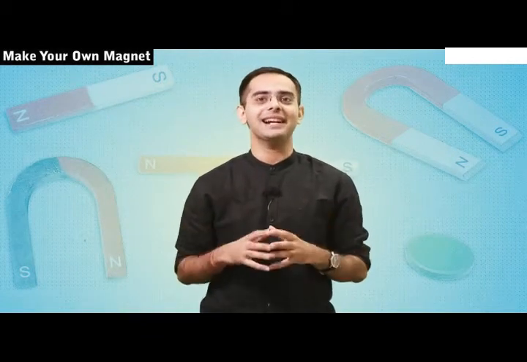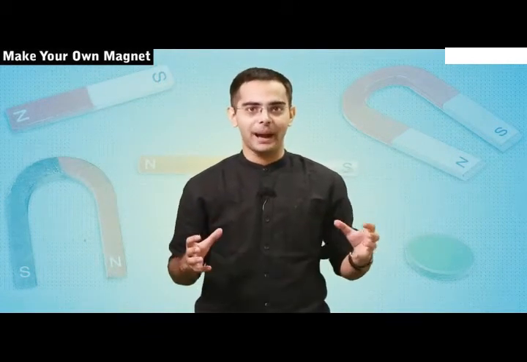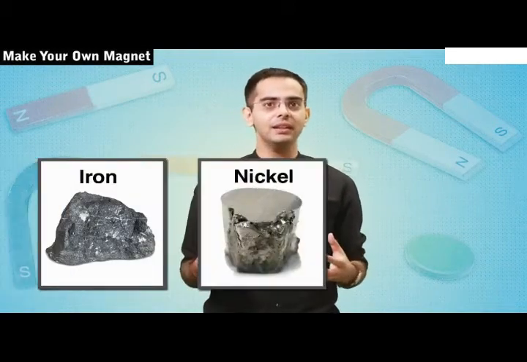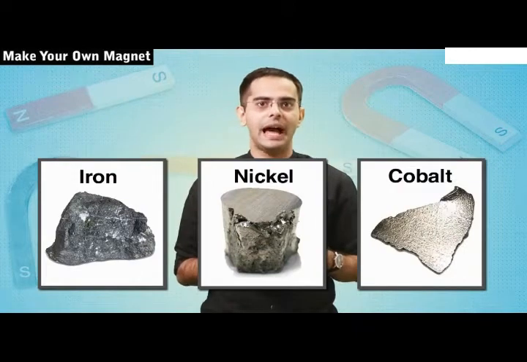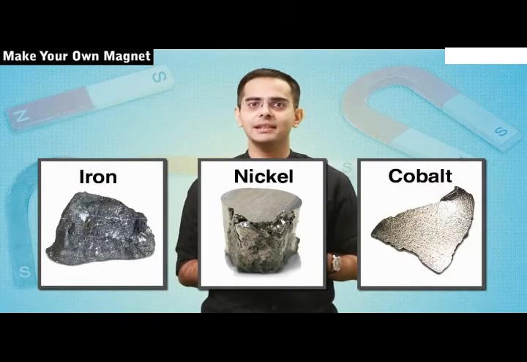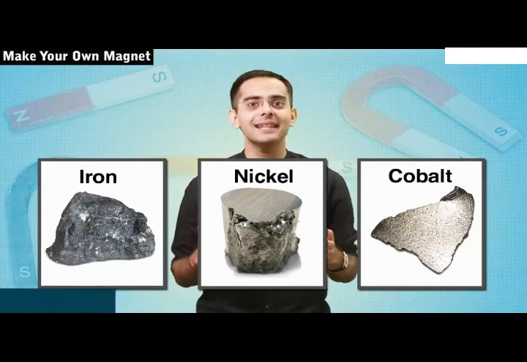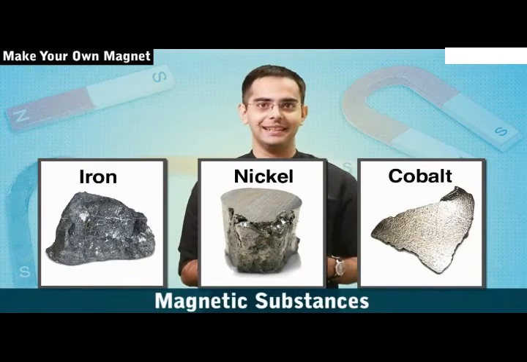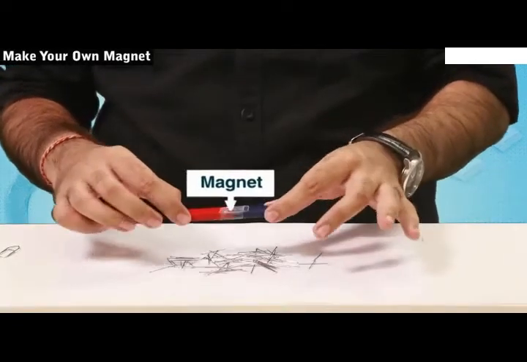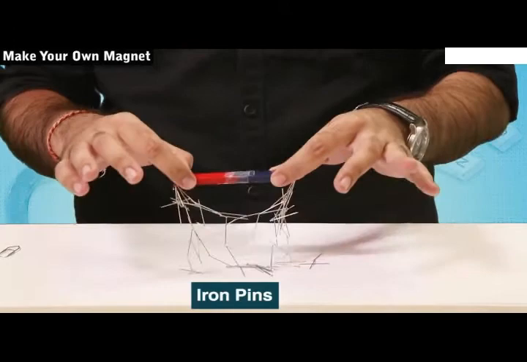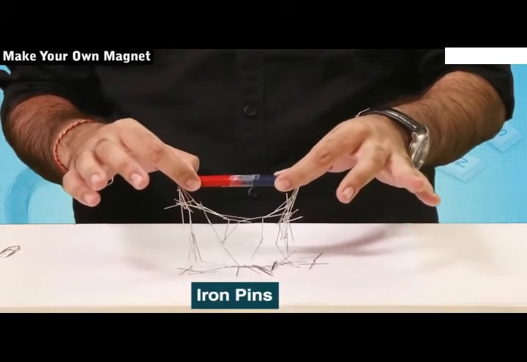We've already studied in our previous modules that a magnet attracts materials which are made up of iron, nickel, or maybe even cobalt. And what do we call such materials? Yes, they are called magnetic substances. Like here, when a magnet is brought near the iron pins, they get attracted towards it.